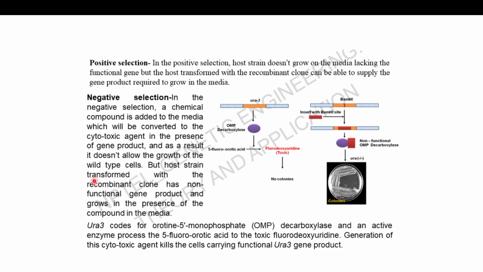But if the host strain has been transformed with the recombinant plasmid, and it has a non-functional gene product, then it will grow in the presence of the compound in the media. This is what is exploited in the case of the URA3 gene, which is present in yeast. It codes for OMP decarboxylase. This is an enzyme, and 5-fluoroorotic acid is converted to fluorodeoxyuridine.